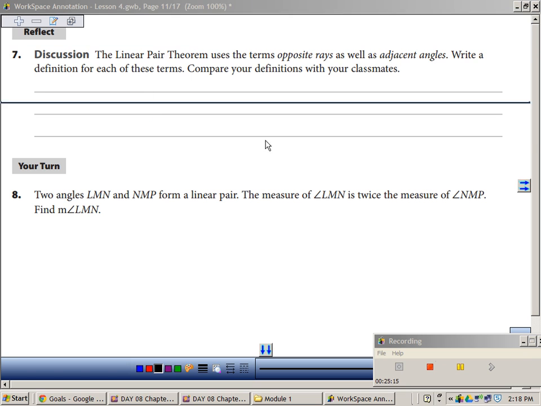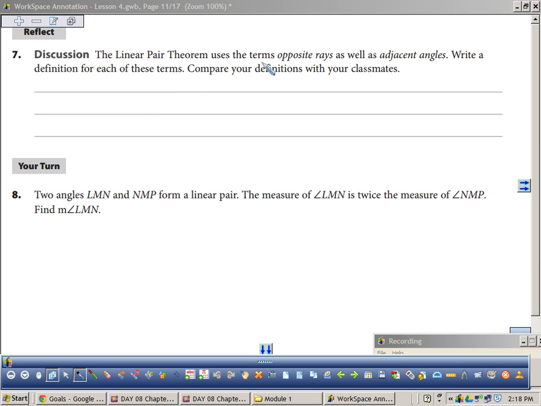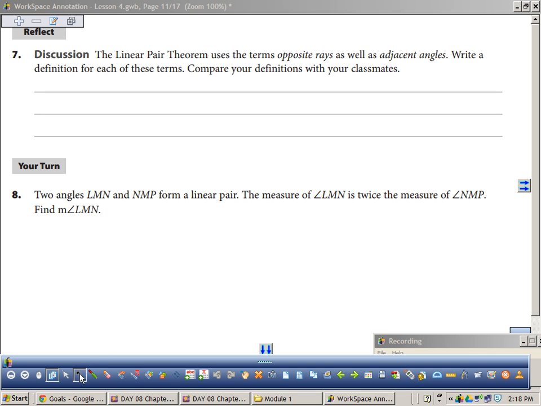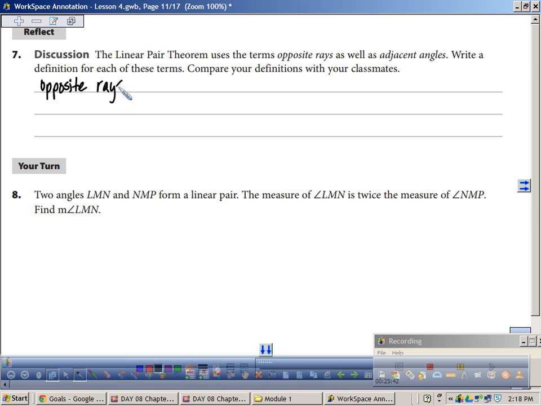All right, so let's discuss it. The linear pair theorem uses the terms opposite rays as well as adjacent angles. Write a definition for each of these terms. Compare your definitions with your classmates. All right, you guys tell me, how could we describe opposite rays? How could I describe, I don't want a definition, tell me how you would describe opposite rays.